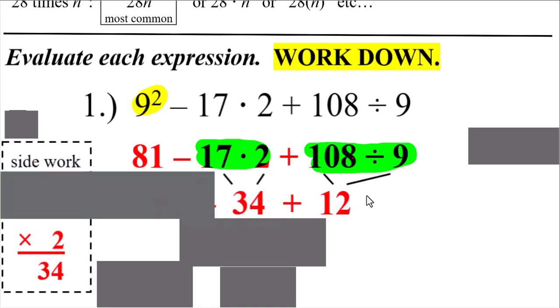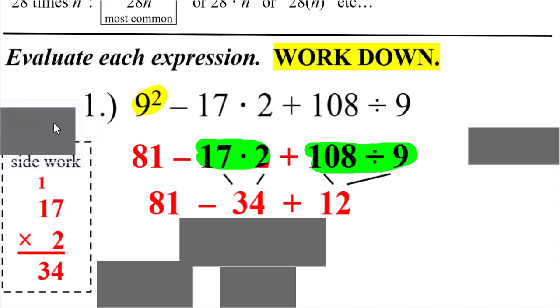the 17 times 2. Now, I went ahead and did for you, because I'm a nice guy, 108 divided by 9 is 12. Maybe you know your 9 times tables up to 108. 9 times 12 is 108. So we're going to bring down the plus. We're going to bring down the minus that we haven't used yet, and the 81. All of those parts get brought down.